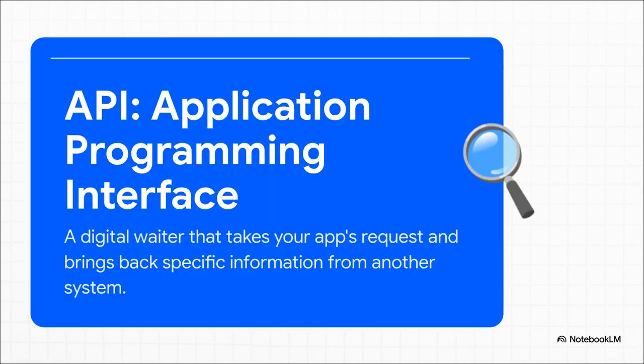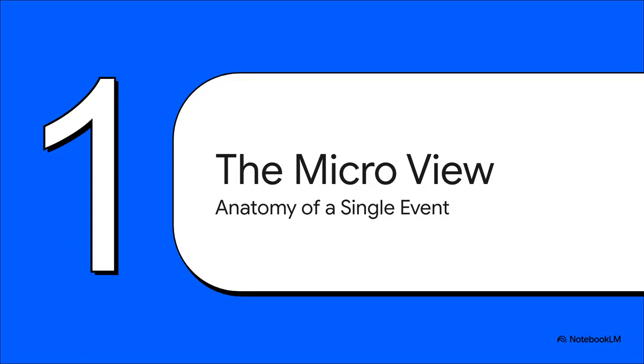You know, the easiest way to wrap your head around an API is to think of it like a waiter at a restaurant. Your app, that's you, the customer. The other system, say Ticketmaster's database, that's the kitchen. The API is that waiter. It's the critical go-between that takes your very specific order, like, hey, I need the details for this event, and it brings back exactly what you asked for. It's the perfect messenger. So to really get this, we're going to start small, like really, really small.